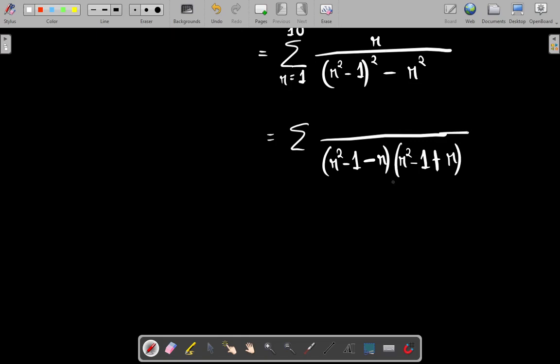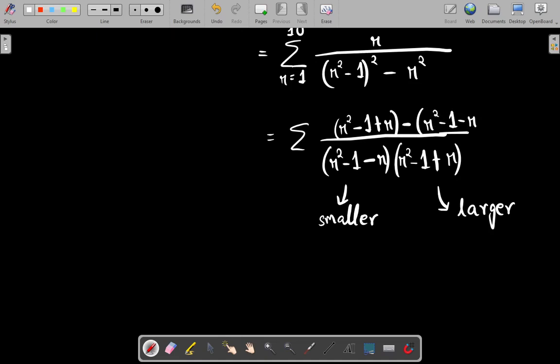This is the method of difference or partial fraction. Among these two, usually assuming r is positive, this is the larger number, since this is r square plus r minus 1 and this is r square minus r minus 1. So this is larger and this is smaller. If we try to write the numerator as the difference between this and this, it will become r square minus 1 plus r minus r square minus 1 minus r.